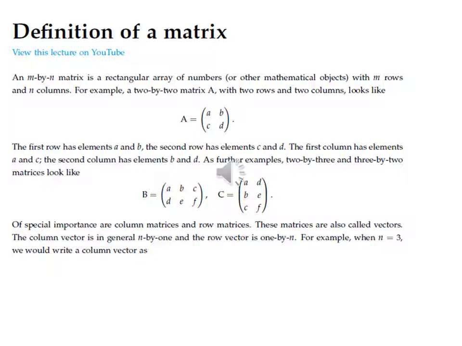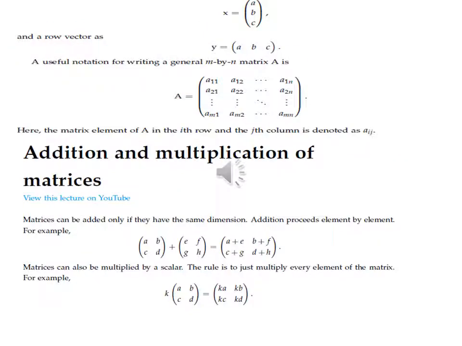Of special importance are column matrices and row matrices. These matrices are also called vectors. The column vector is in general n by 1, and the row vector is 1 by n. For example, when n equals 3, we would write a column vector as we will see in the next slide: x equals the vector a, b, c, and a row vector as y equals a, b, c.